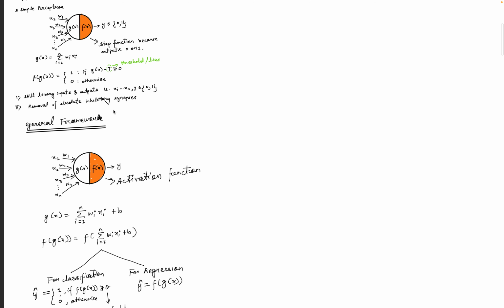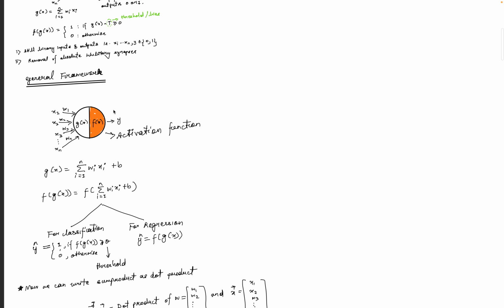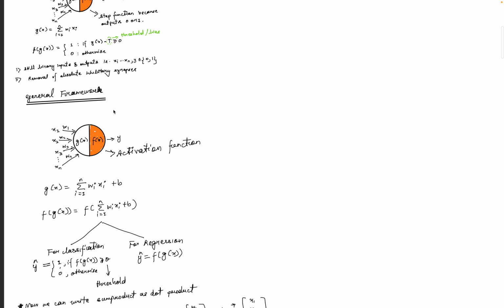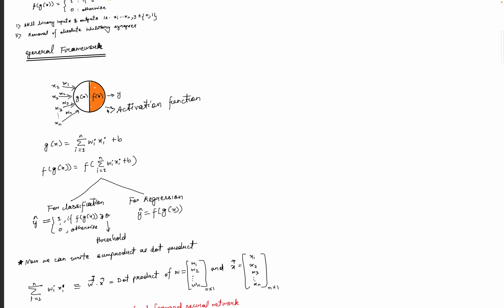inhibitory input. So based on the two models, let's develop a general framework. The general framework is, a neuron will accept inputs which will have certain weights attached to them.